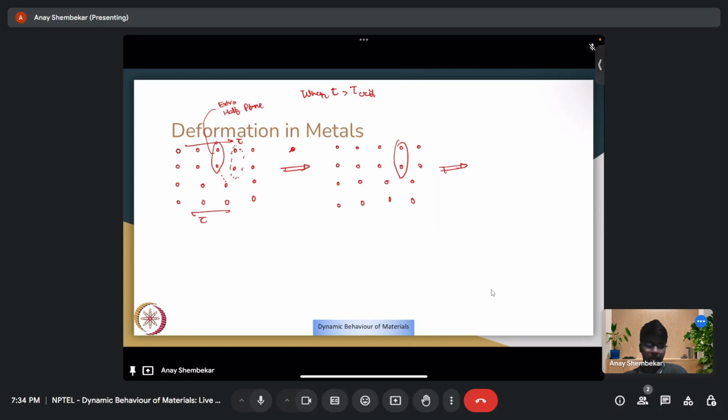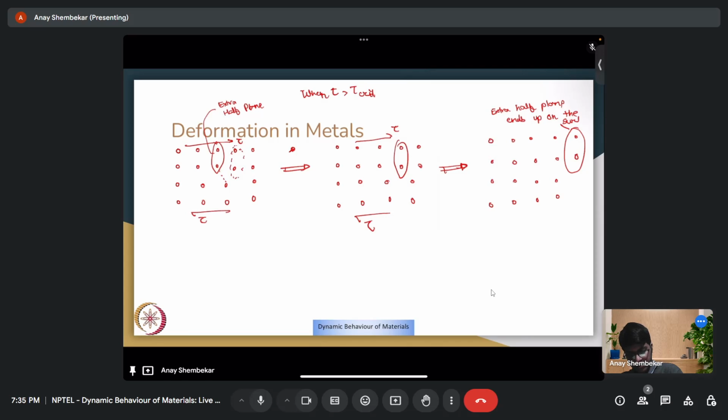After another round of loading, you'll have an arrangement which looks like this. So what now happens is your periodic arrangement is perfect inside, whereas the extra half plane of atoms ends up outside, on the surface. This is what we refer to as an atomic step. So this is about exactly one edge dislocation.